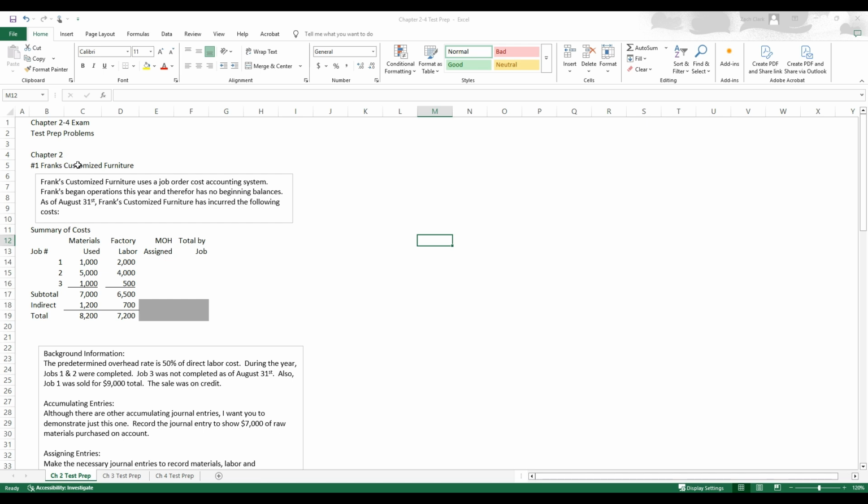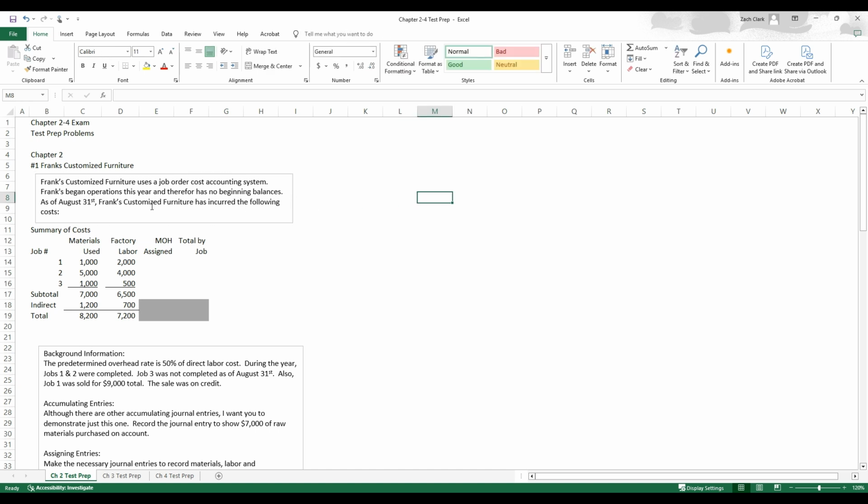Our first problem tells us that we have this company, Frank's Customized Furniture, and the company uses a job cost accounting system, a job order cost accounting system. Remember that that is applicable for companies that produce customized products or customized services, etc. In this example, this is our first year of operations. We have no beginning balances.